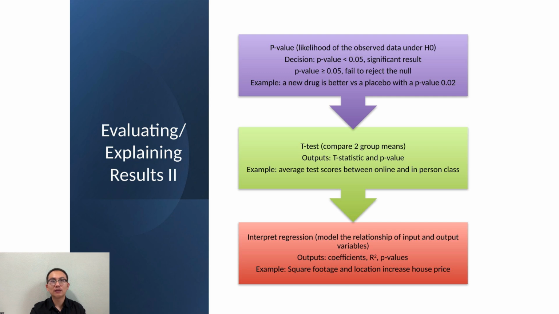A t-test compares the means of two groups to see if they're significantly different. It helps answer the question, is this difference real or just random variation? After running a t-test, we get a test score and a p-value, which tells us whether the result is significant. Let's say we're comparing average test scores between students who studied online versus in person. If the p-value is less than 0.05, we'd say the difference is statistically significant. If it's 0.05 or higher, we'd say there's no significant difference.